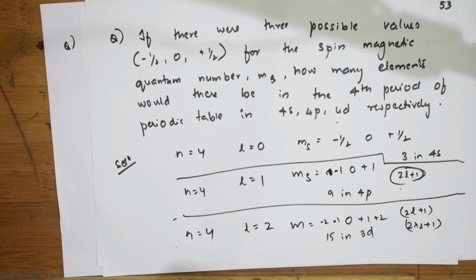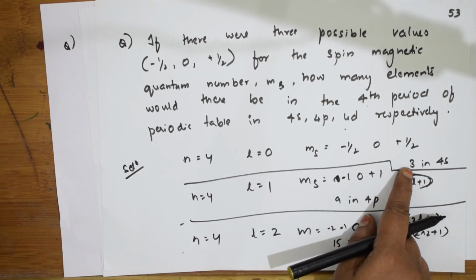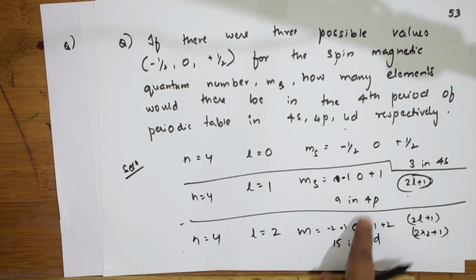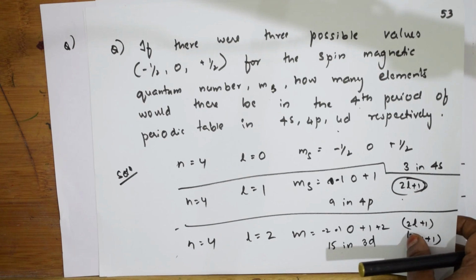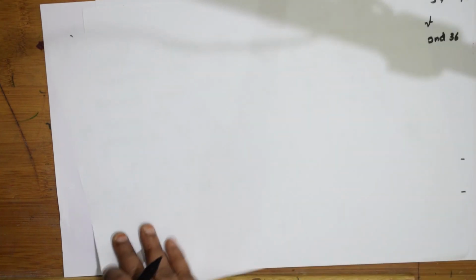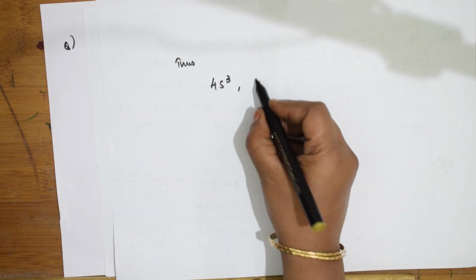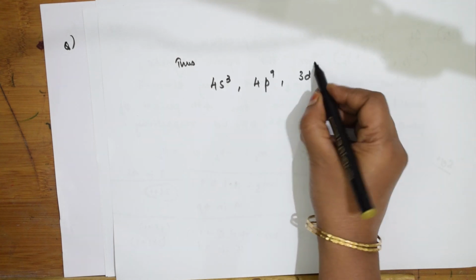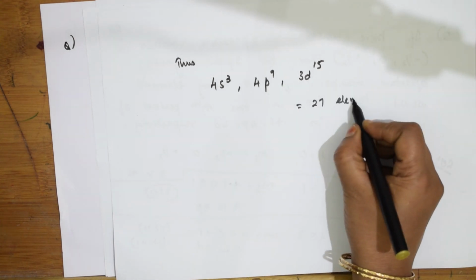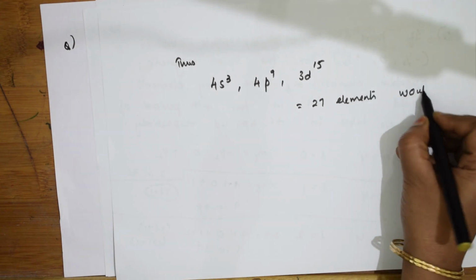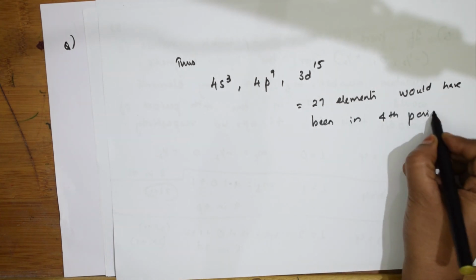Now, how can I write this one? I can write it as 4s3, because there are 3 in 4s, 4p9 and 3d15. In all, 27 elements would have been in the fourth period. That is the concept. Let us write what we said. I got 4s, how many? 3. How many 4p's? 9. How many 3d's? 15. Now count: 15, 18 plus 9. Total how many? 27 elements. So 27 elements would have been in the fourth period. This is your sum.